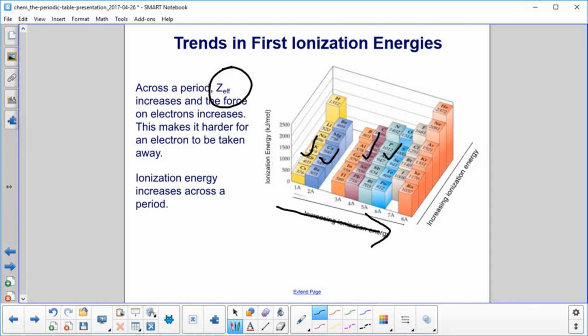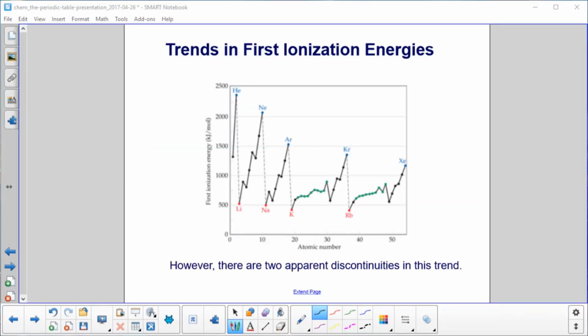Also, and we didn't cover this yet, you'll see that the ionization energy also decreases as you go down the family. We're going to do that next. So here's a chart of first ionization energy versus atomic number. And very nicely, as you go across a period, you can see it increasing. And then when you drop down a group, you can see it go down, just like we showed.